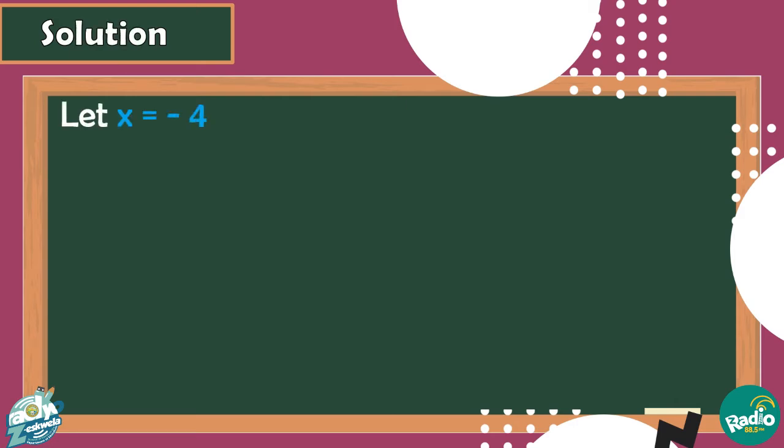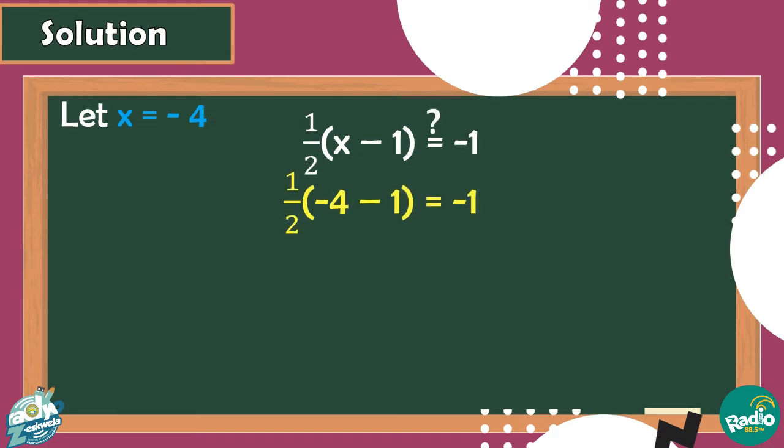Let's begin with x is equal to negative 4. First, simply copy our given equation, which is 1/2 times the quantity x minus 1 is equal to negative 1. Next, substitute the value of x to our given equation. And now the equation becomes 1/2 times the quantity negative 4 minus 1 is equal to negative 1.